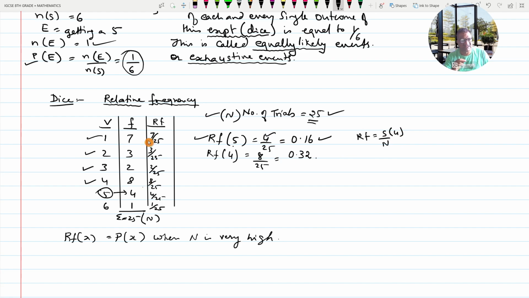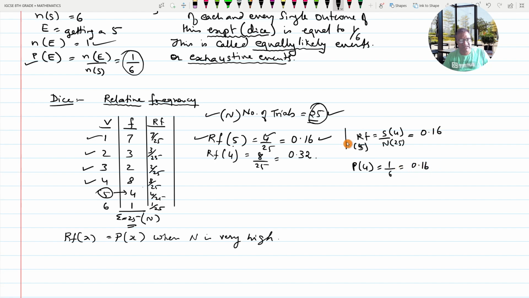And this N is the total number of tries, which is nothing but the total of the frequencies, that is 25, and it is given here. The dice is thrown 25 times. So that 25 is your N. So your RF for 5 happens to be 4 upon 25, which is 0.16, isn't it? Now, you will see that the probability of getting a 5, the theoretical probability, is 1 by 6, which is also equal to 0.16.